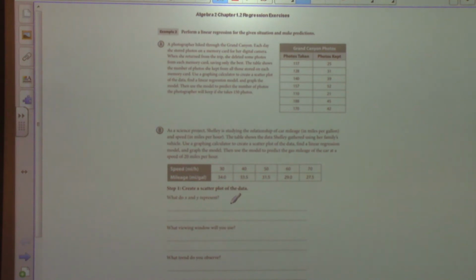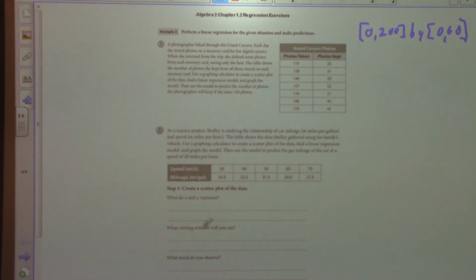So I'm going to put this right here. The window 0 to 200 by 0 to 60. Oh man, I'm just lost here. 0, comma 60.